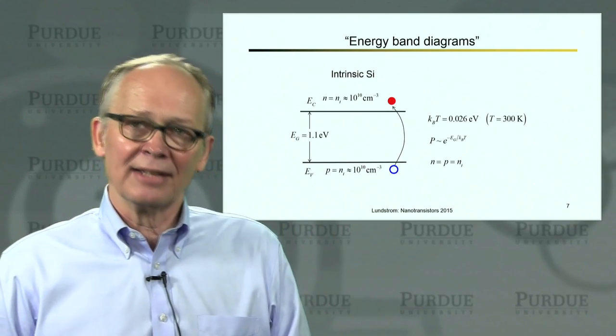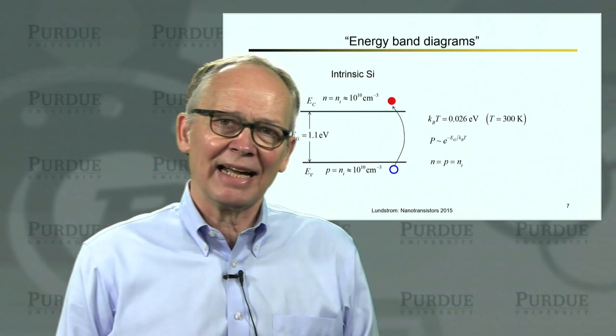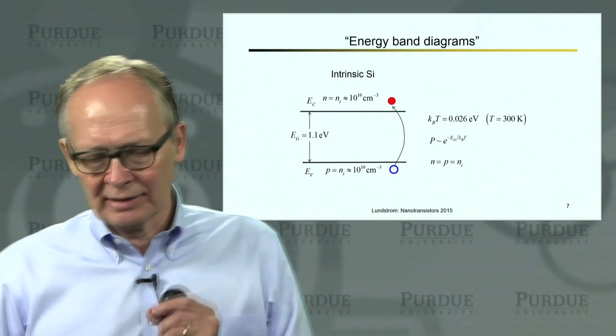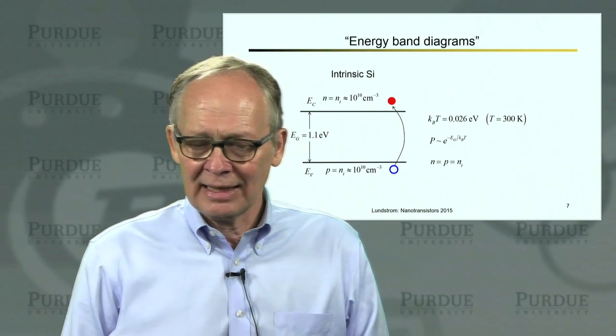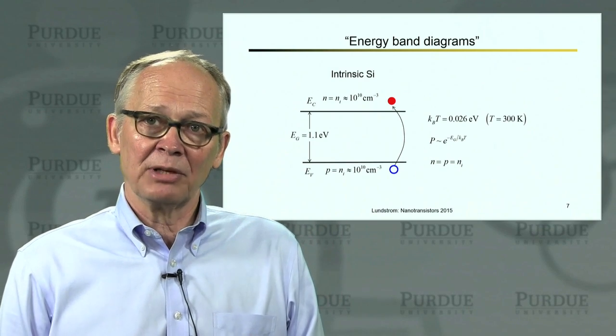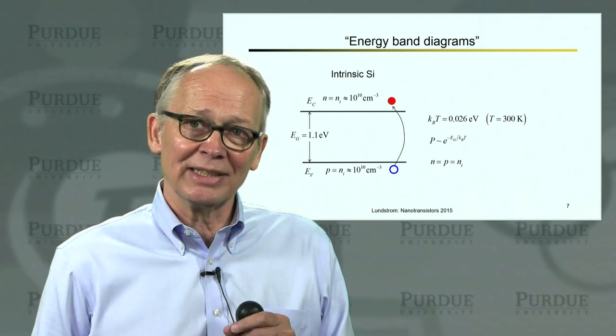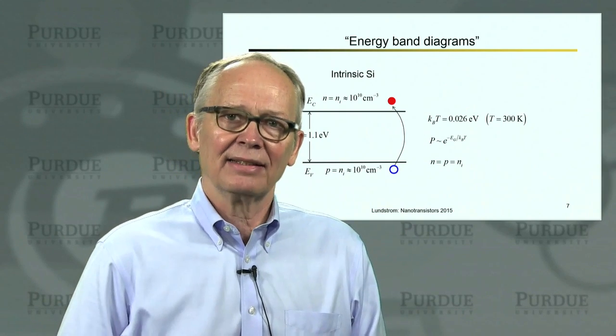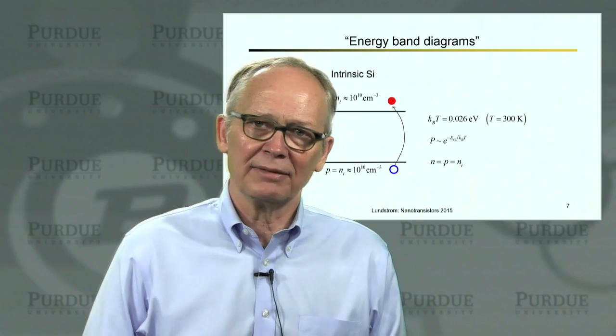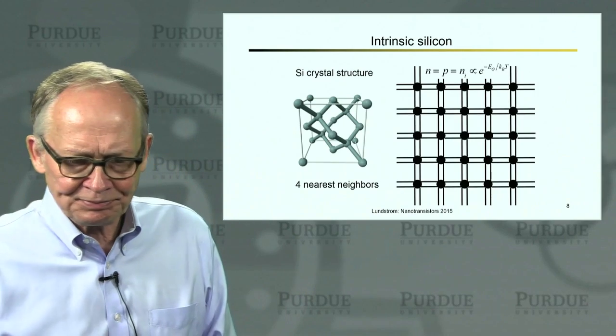It turns out that the number in silicon is almost exactly 10 to the 10th electrons and holes per cubic centimeter at room temperature. Now that may seem like a large number, but remember there are 5 times 10 to the 22nd atoms per cubic centimeter, and there are 10 to the 10th of these electron-hole pairs. So it's really a very small concentration.